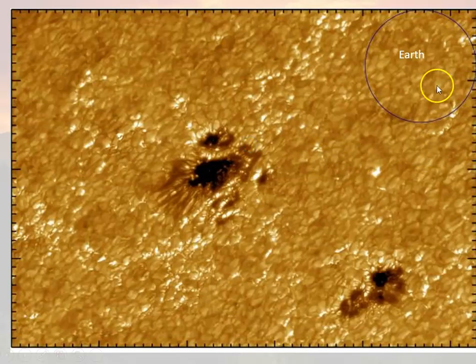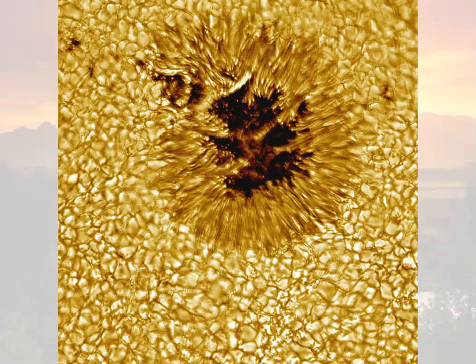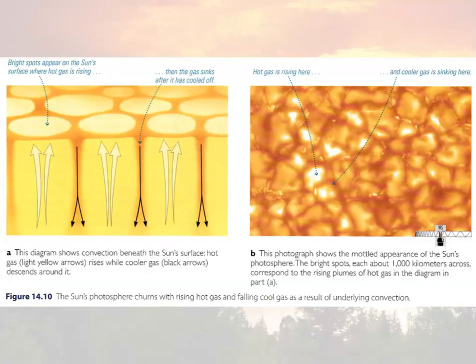Now, these granules are actually relatively large. Here they are compared with the size of Earth. And then you have these sunspots, which are even bigger. Some of these sunspots will be bigger than Earth. We're going to talk about those in just a moment. So again, these granulation cells and a sunspot. And you can look over that as well.